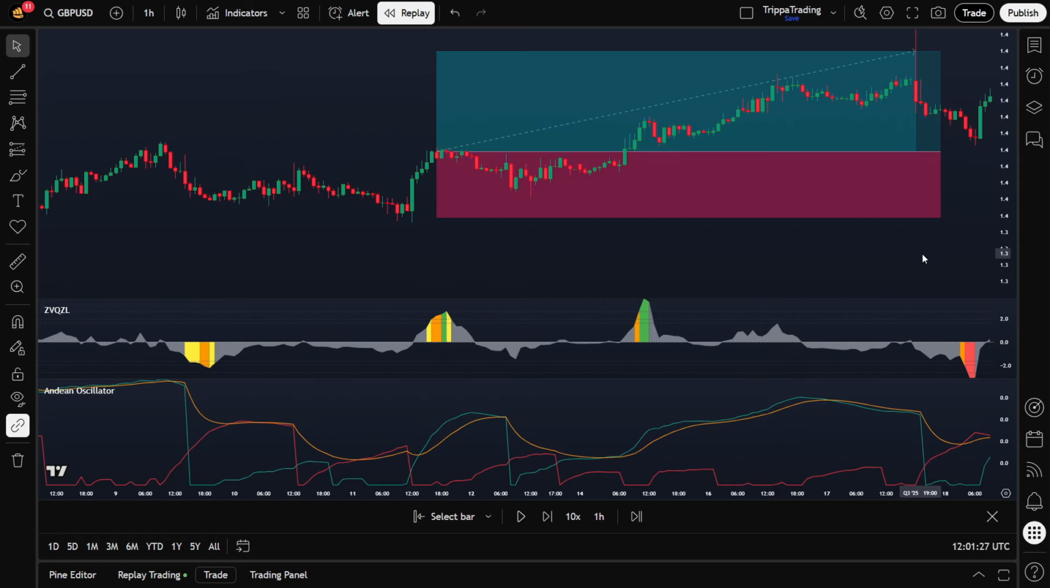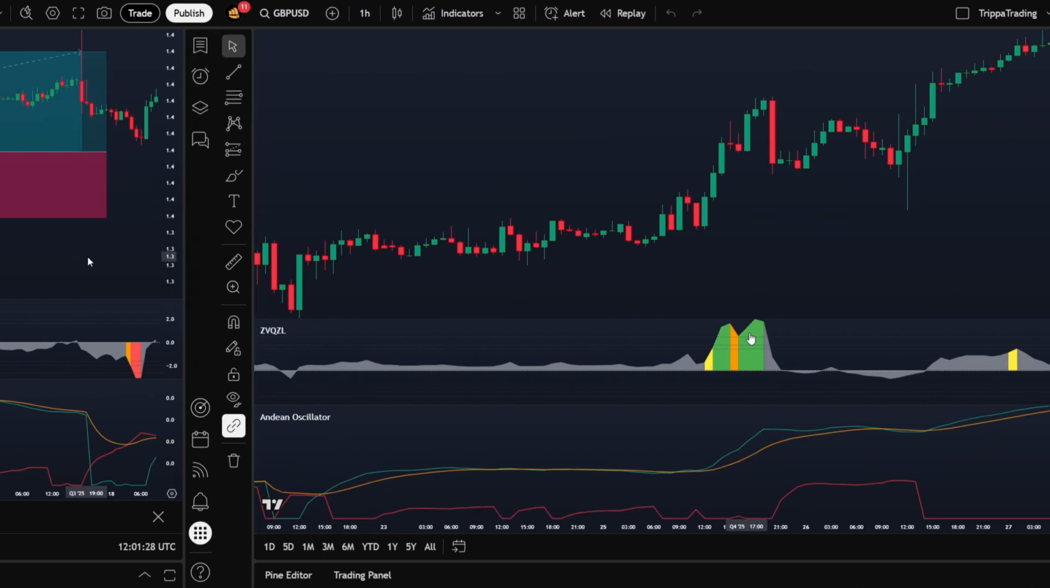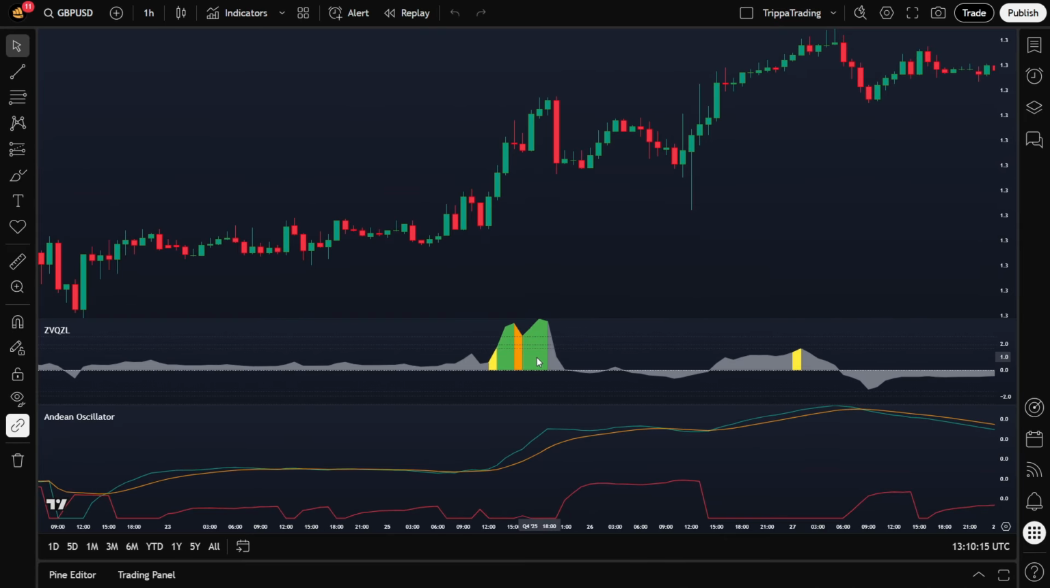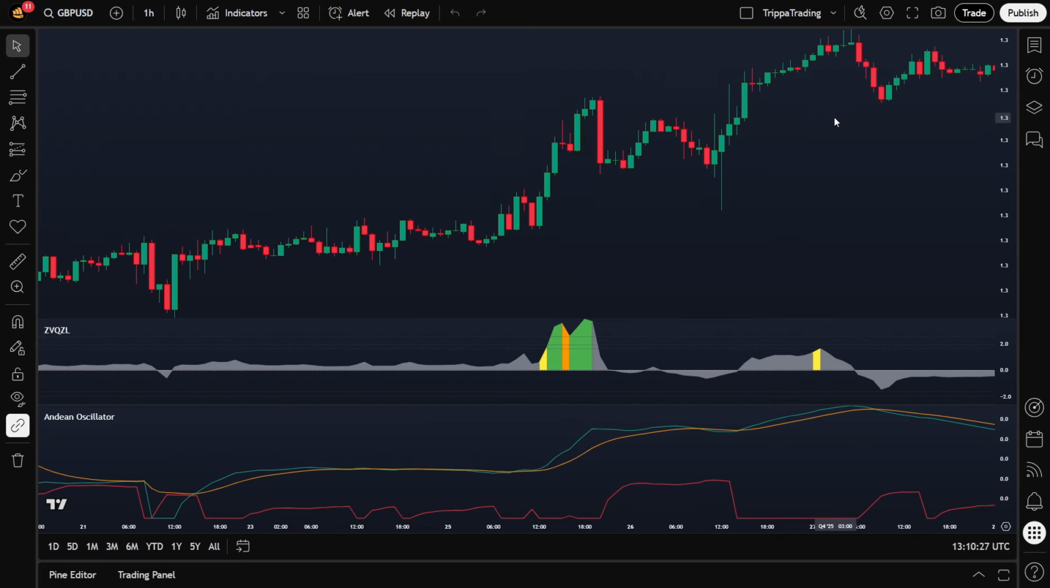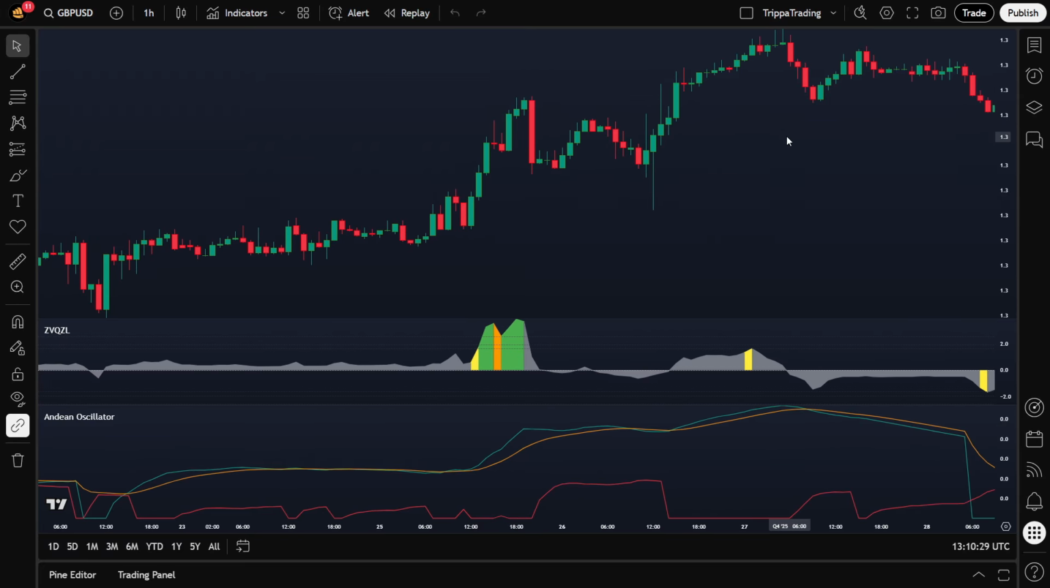Only take a buy when the trend is already pushing upward. If the VQZ histogram is green or orange and Andean's green line is clearly above the others, you can also wait for the pullback and let the market give you the first strong candle back in the trend. Do not rush the entry. Your edge comes from letting momentum return before you click buy.